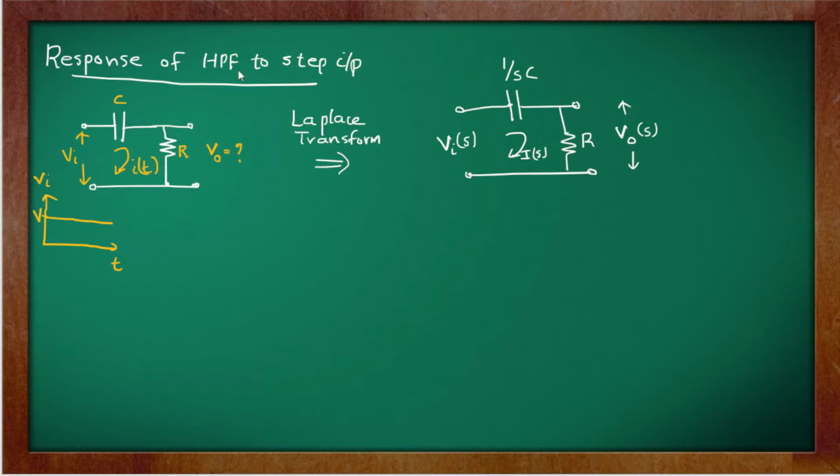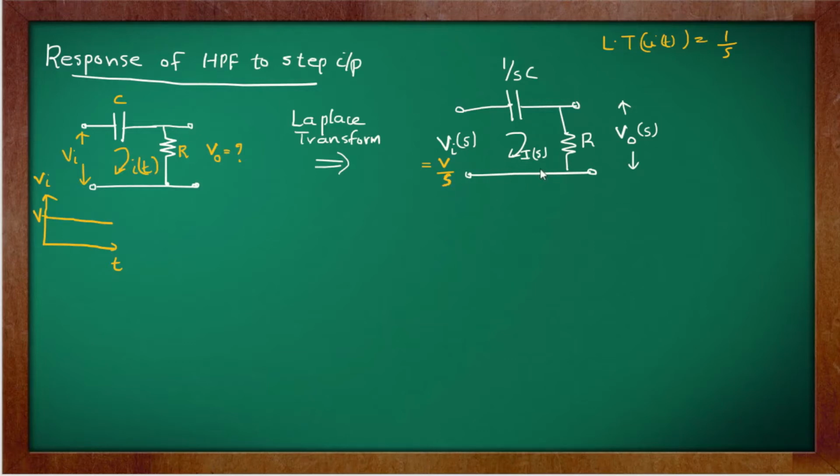Now we know that Vi of s is the Laplace transform of a step input. The input is a step input, right? What is the Laplace transform of u of t? The Laplace transform of u of t is 1 by s. Here the magnitude is V, so this is equal to V by s. If it is of unit magnitude, then it is 1 by s. Since the magnitude of the step is V here, this is equal to V by s.